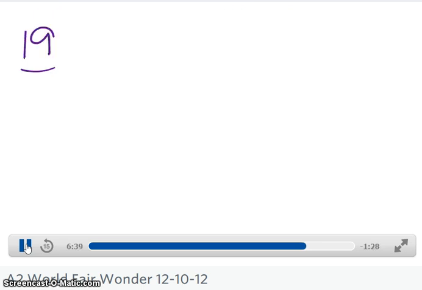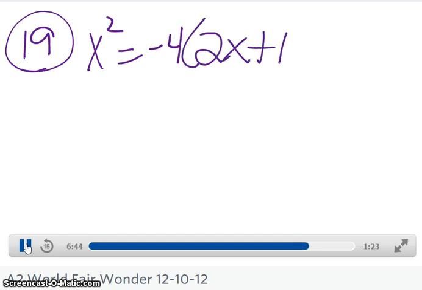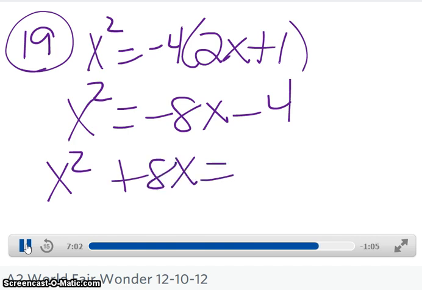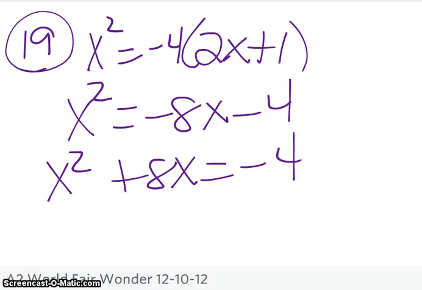Number 19, same thing. x squared is equal to negative 4 times 2x plus 1. You want to distribute that negative 4. So x squared is equal to negative 8x minus 4. Number 19 is not circled, so we're completing the square. So x squared plus 8x is equal to negative 4, and it's ready to go. And I think that's all of them that had issues. So you solve it, you find your solutions, and you go look at the boxes and see which one works.